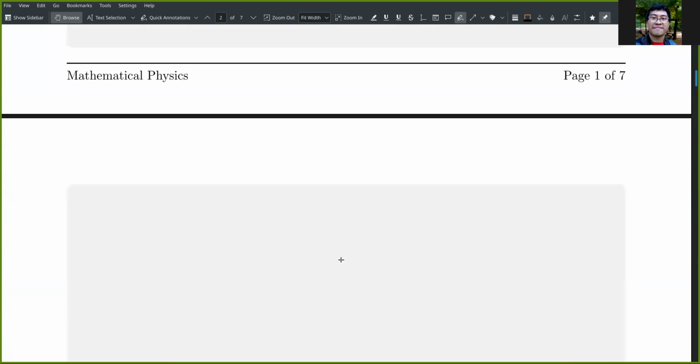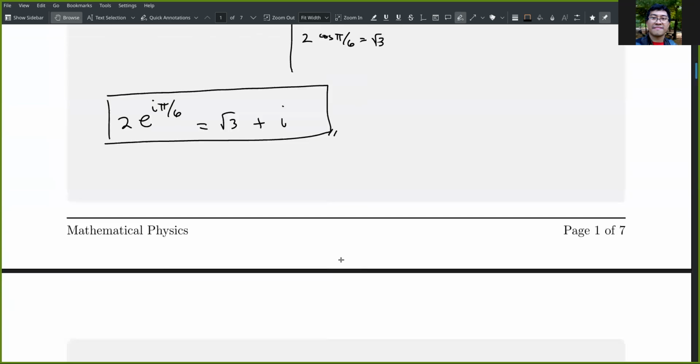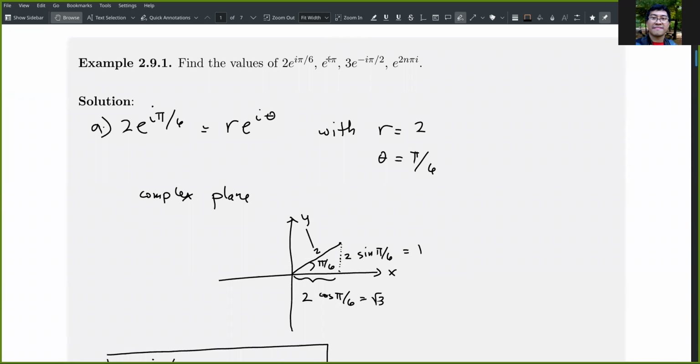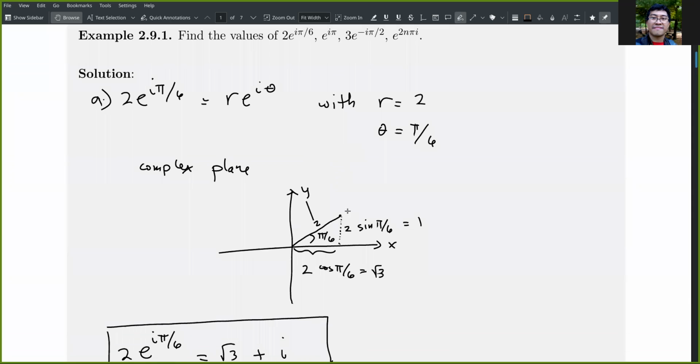Okay, so part B is this, but that's easy. Pi being over here, so you simply have 1 or 0 on the x-axis, so it's simply i. This one is i.